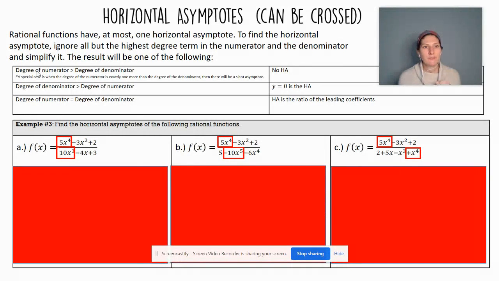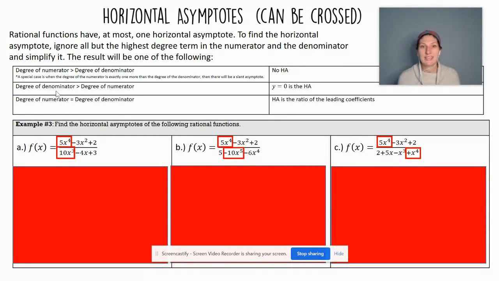If the degree of the numerator is larger, so if it's bigger on the top, there is no horizontal asymptote. If that numerator is bigger by 1, so for example, x to the 4th over x to the 3rd, then that means you're going to have a slant asymptote, and we'll talk about what that is next.